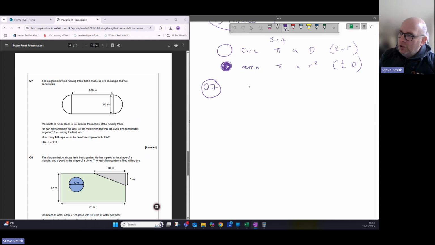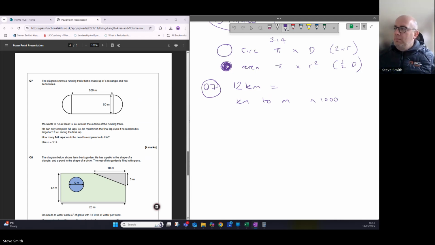So there's a bit of conversion going on here. If you think about 12 kilometers, to go from kilometers to meters we times by 1,000. There's 1,000 meters in 1 kilo, kilometer, kilogram, kilo, 1,000. So for 12 kilometers, that is 12,000 meters. So why am I doing that? Why am I changing it to meters?